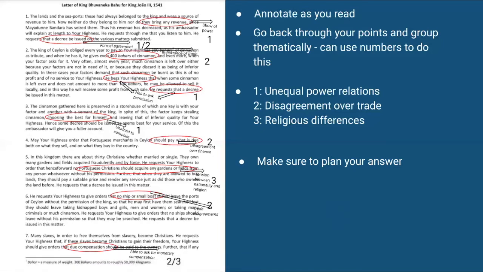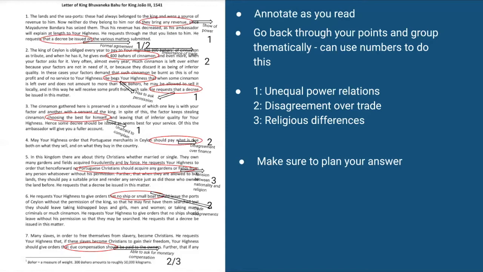So it may be that with all of your annotations, you don't use all of them, or there are some that on reflection, you don't think are as relevant as you initially thought. And again, that is completely fine. You need to be using the most pertinent and the most interesting examples that you can find in the source. The majority of them probably will be numbered in relation to some of the themes that you've identified, but it's fine if not all of them are.